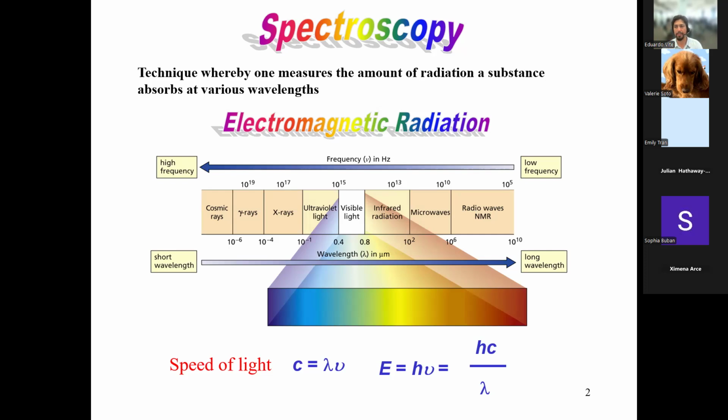In this case, we're going to be using infrared radiation, and we're going to be using it to tell us about the functional groups of organic molecules. Any questions so far before I continue? If at any time you have a question, let me know in the chat.